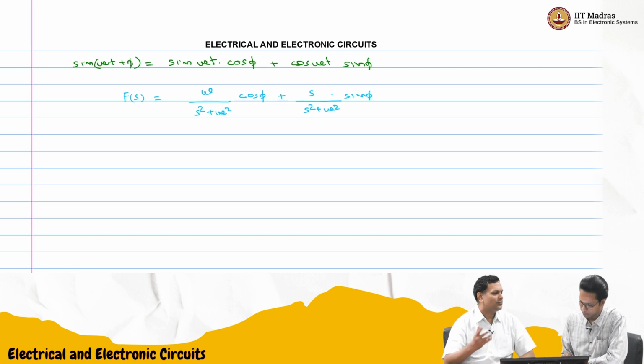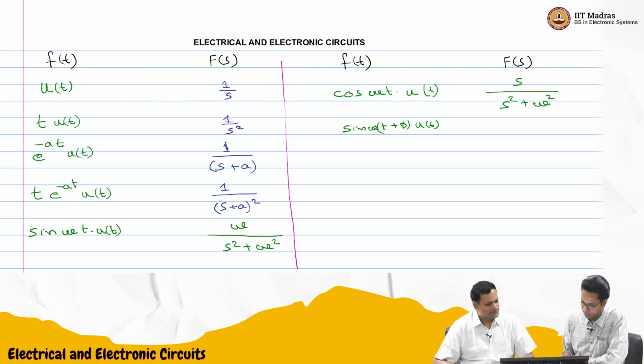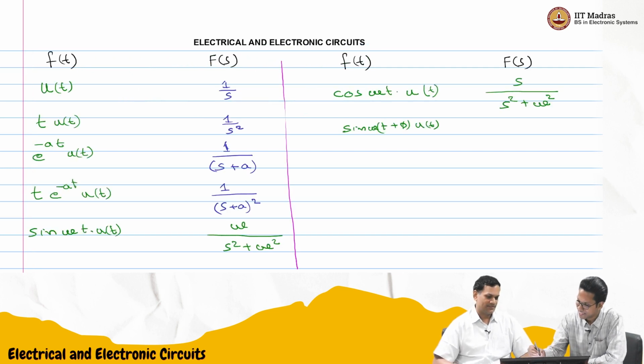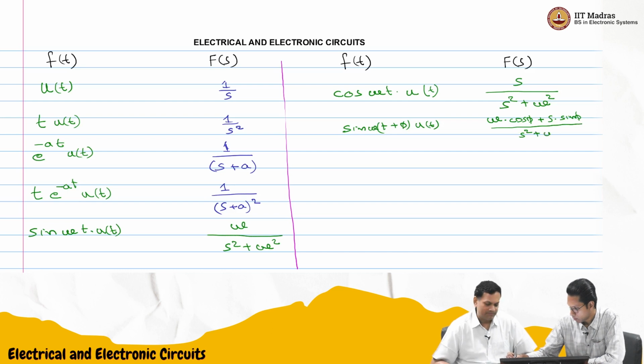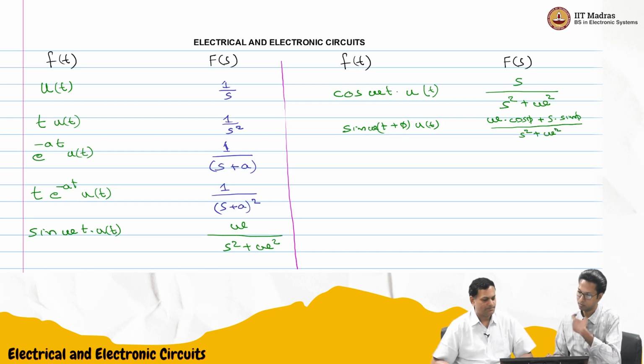And students can do it for cos of omega t plus phi. That's now very straightforward. So I'll fill the table here. So it was omega cos phi plus s sin phi, by s square plus omega square.